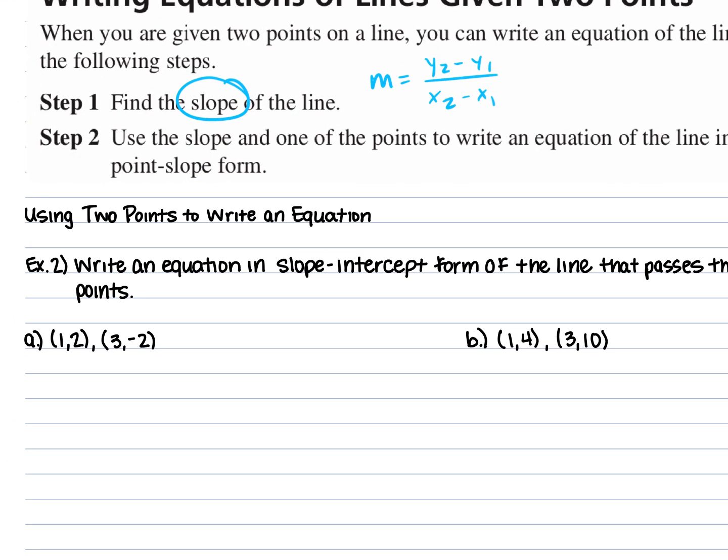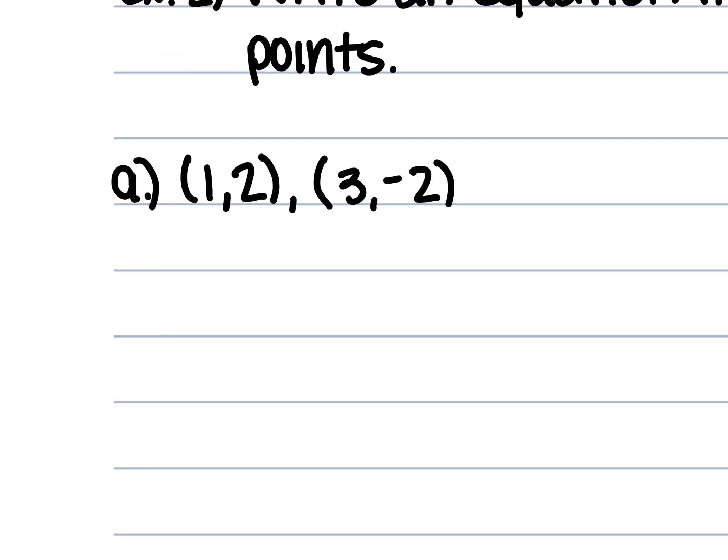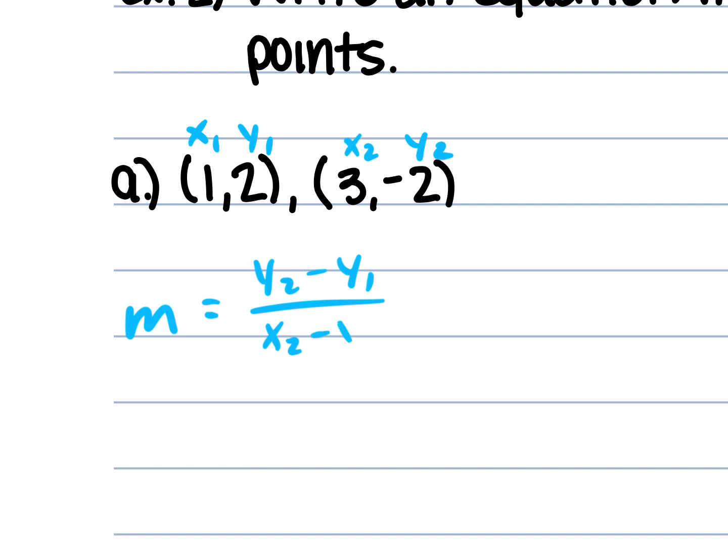So example 2 says write an equation. It asks for slope-intercept form, but we can't do slope-intercept form because we don't have the y-intercept yet. So we have to start with point-slope form. We got to find the slope first. So we got to find the slope using our slope formula. What's the first thing we want to do before we plug it in? Label them. So I have x1, y1, x2, y2. So my slope is equal to y2 minus y1 over x2 minus x1.